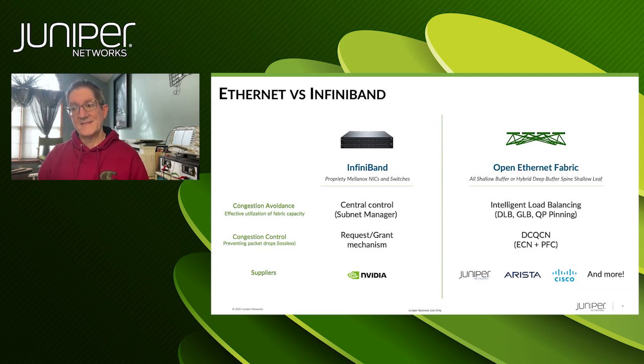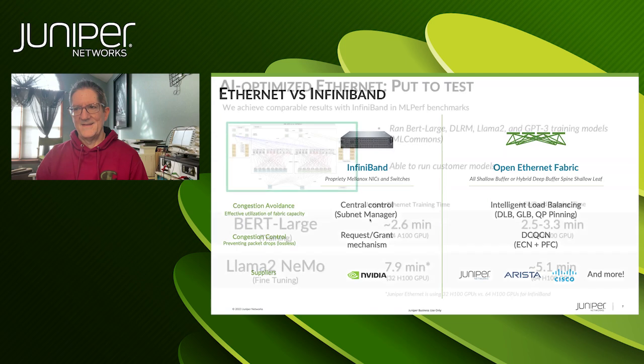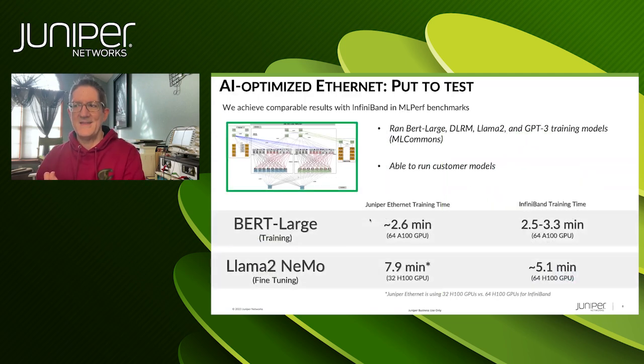One of the big things is where you can buy your InfiniBand equipment from. There's one supplier. You can only get it from NVIDIA, whereas with Ethernet, there are many, many different options. And the Ethernet realm is very competitive, so the cost of running Ethernet is much lower.